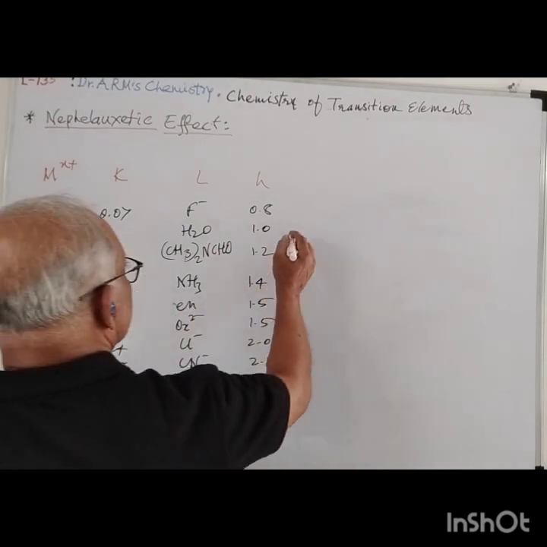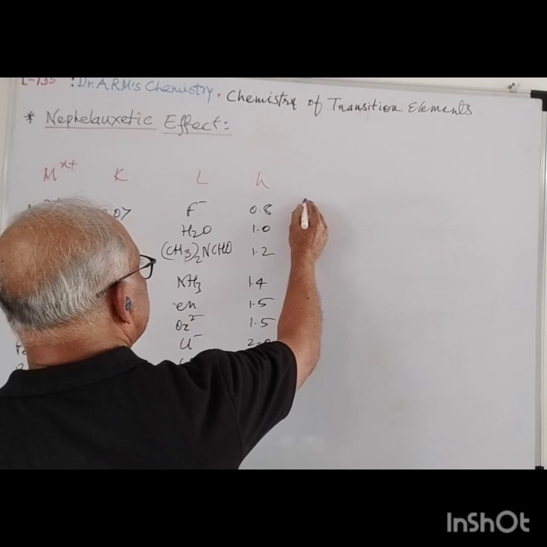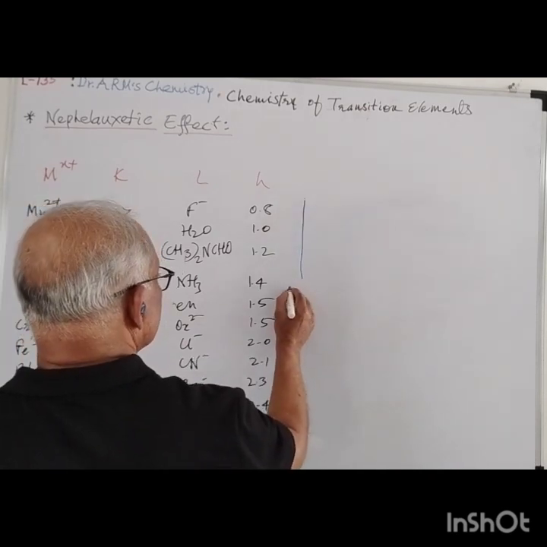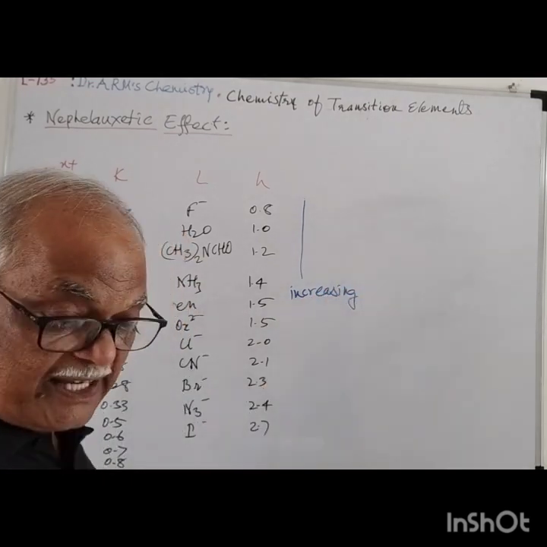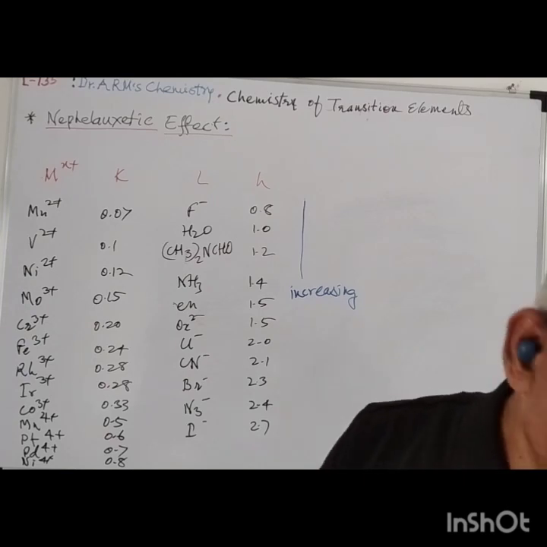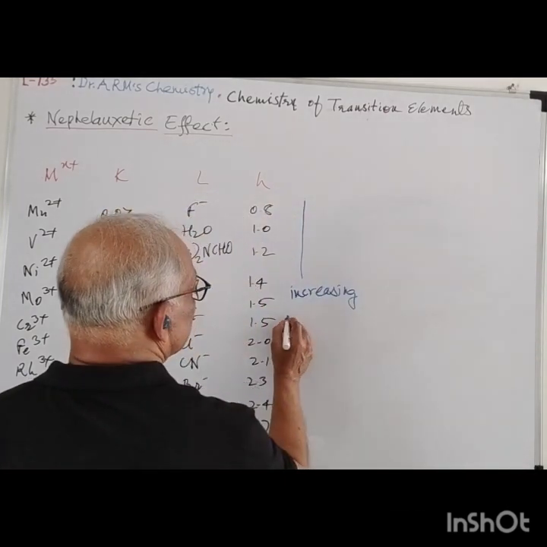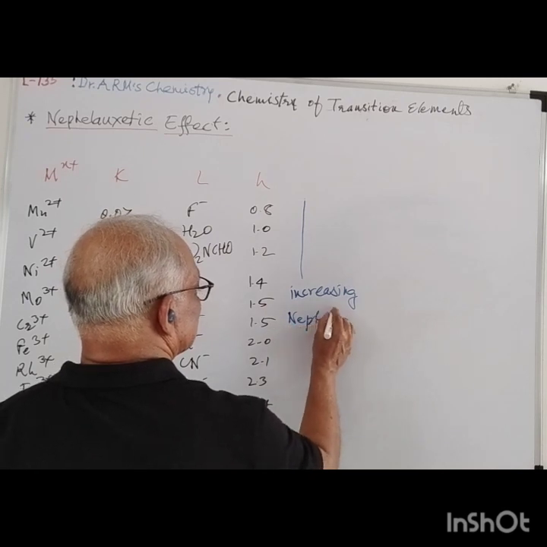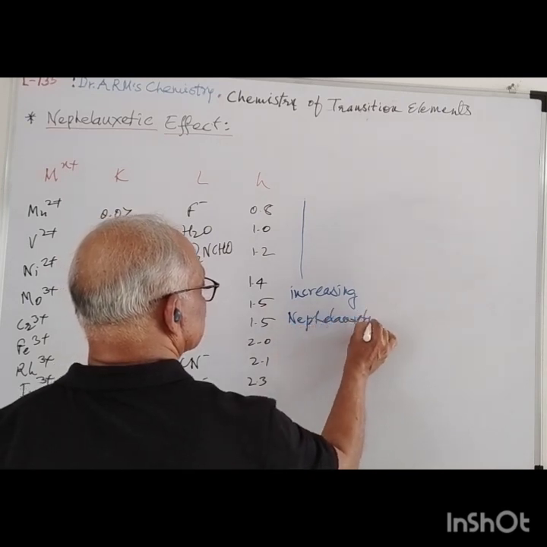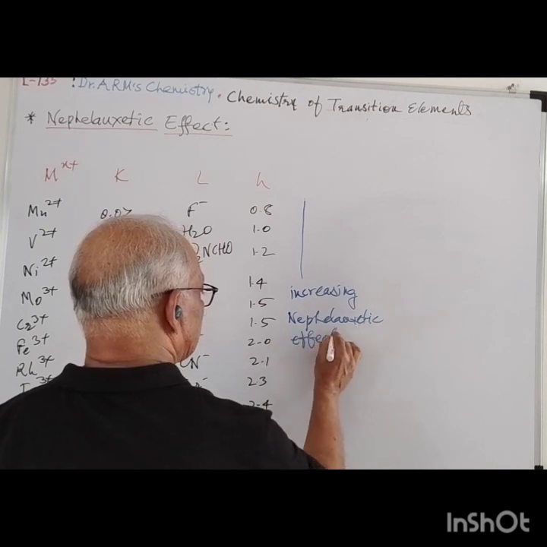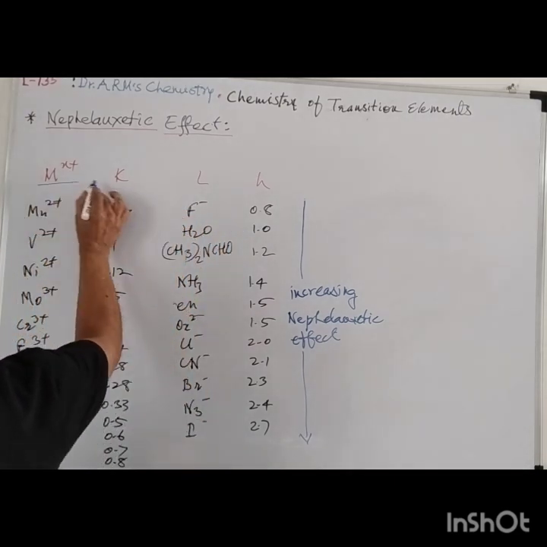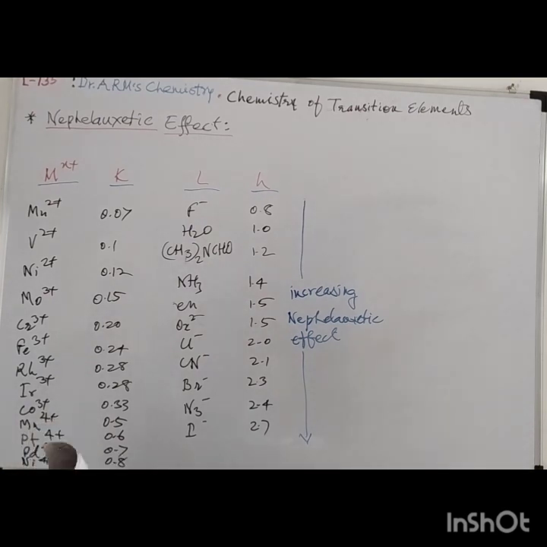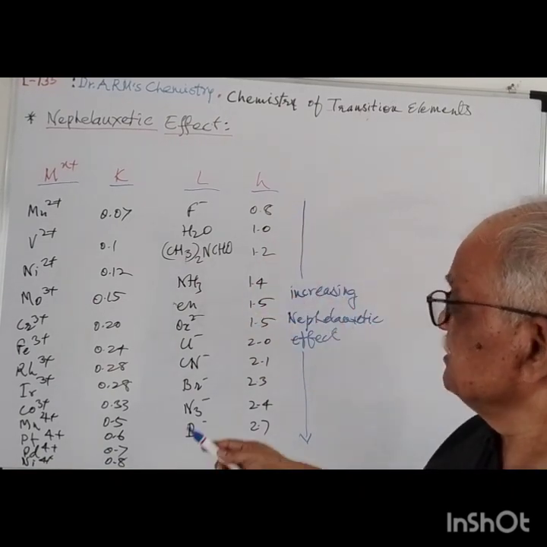So we generally represent this as increasing Nephelauxetic effect, or cloud expanding effect, in this direction for both metal ions and ligands. So this is for both. You have to remember, this is not only for ligands.